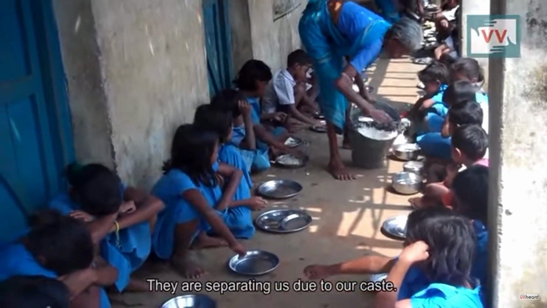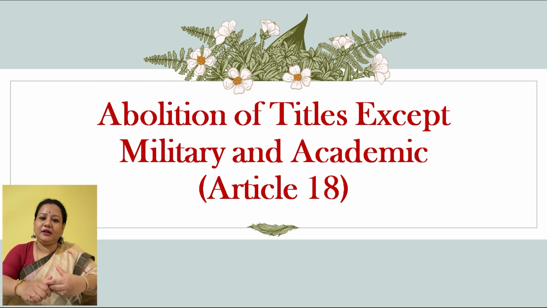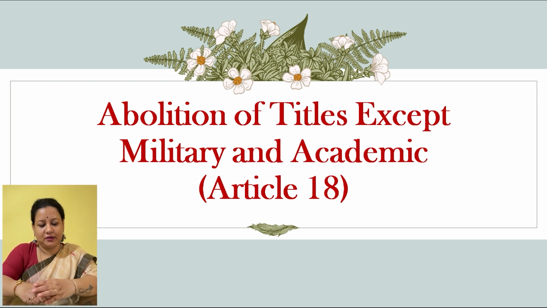The fifth provision of the right to equality is Article 18, which says abolition of titles except military and academic. It has again four provisions, right? So number one, it prohibits the state from conferring any title on anybody, whether a citizen or a foreigner. But there's an exception here.